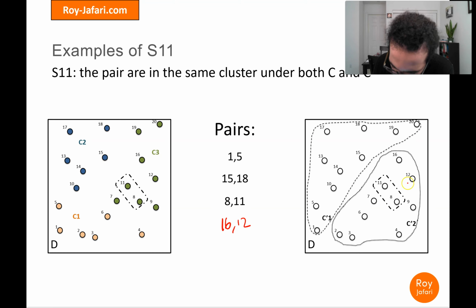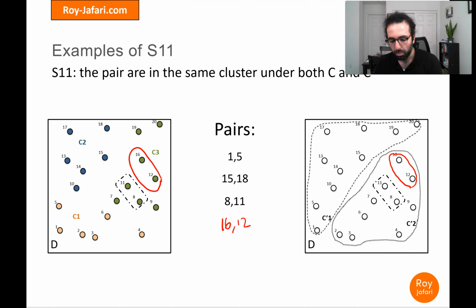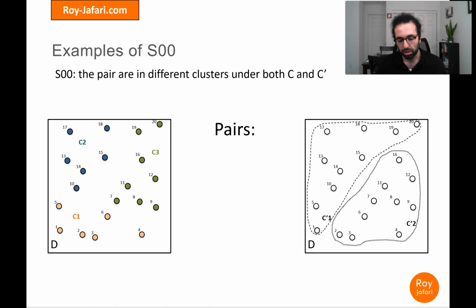Right? So 16 and 12 are under the same cluster here, but they are also on the same cluster. There are way more than just these 4 examples. You can actually find more. But let's move on to another situation.